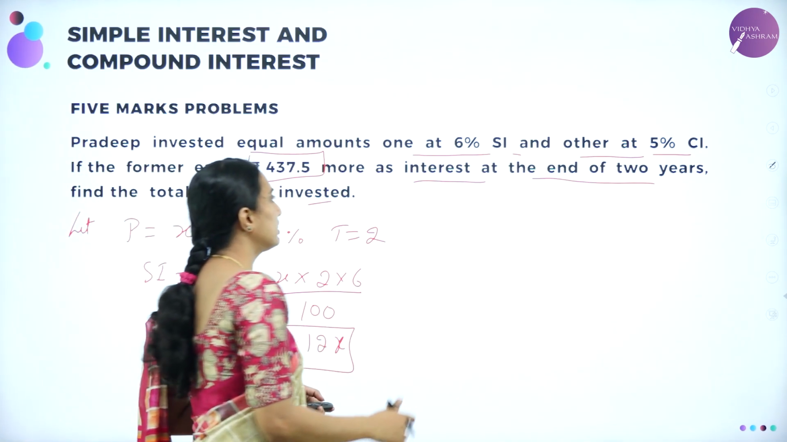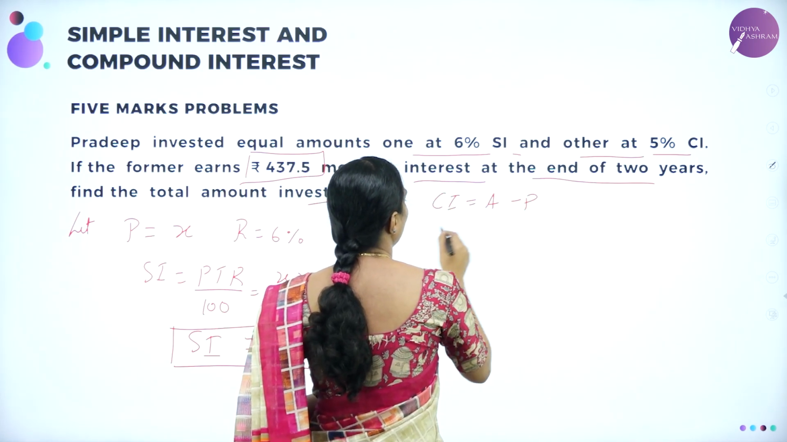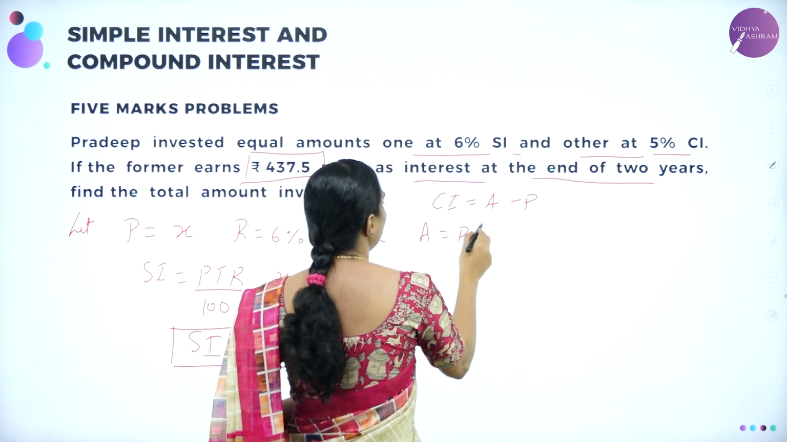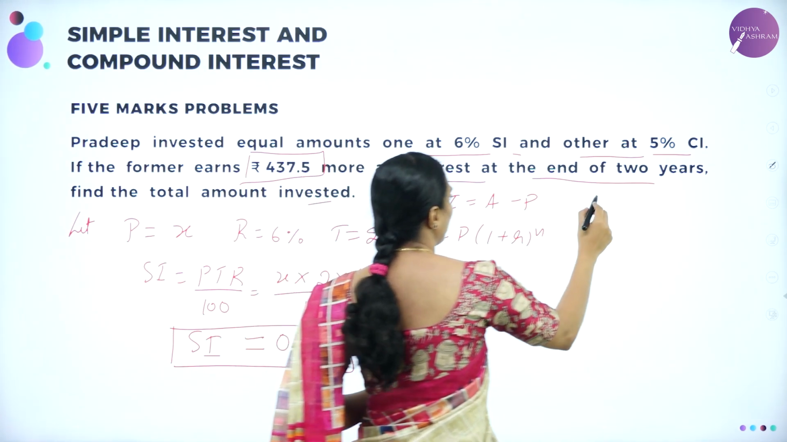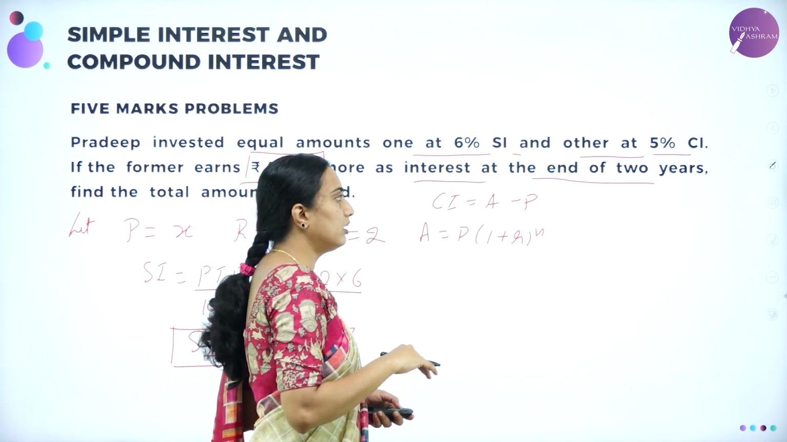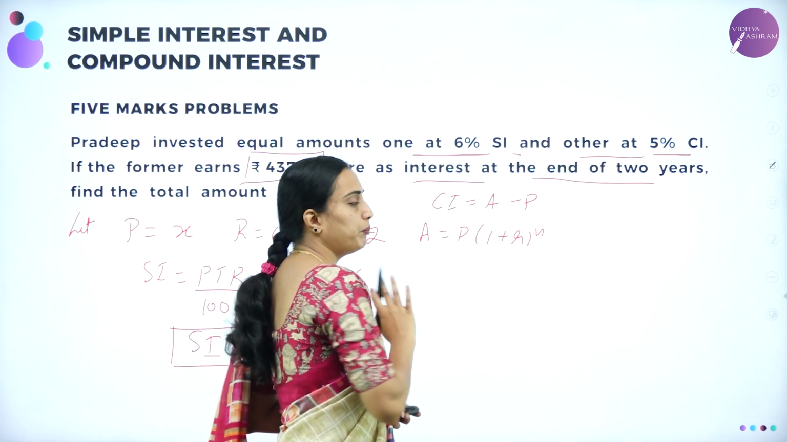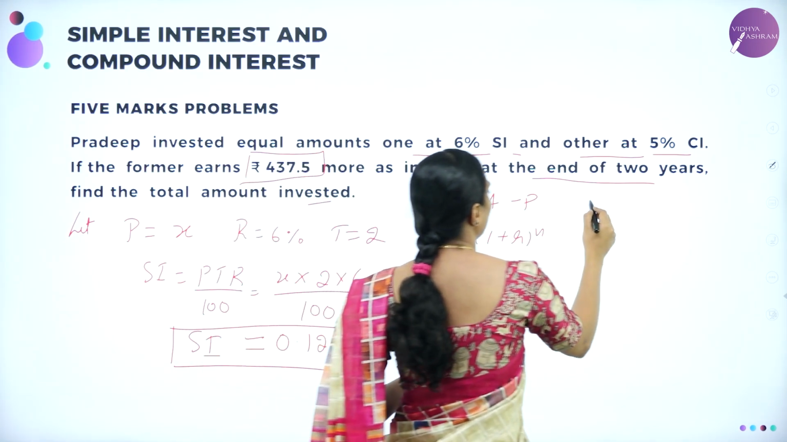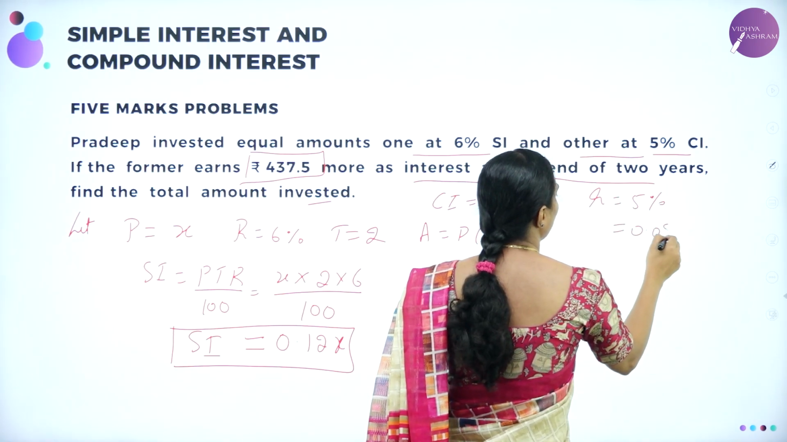Now you need to find out the CI. So CI is equal to A minus P. Now we know that A is equal to P into 1 plus R to the power of N. Now what is going to be invested? We don't know what P is. We have considered it as X, isn't it? Let me keep it X only. Now for CI, how many percentage? R is equal to 5%, which can be converted into 0.05.